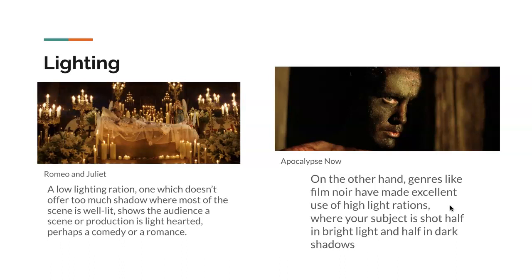And on the other hand, genres like film noir have made excellent use of high lighting ratios, where your subject is shot half in bright light and half in dark shadows, and this I chose for Apocalypse Now to really depict the difference between the dark and the bright light.